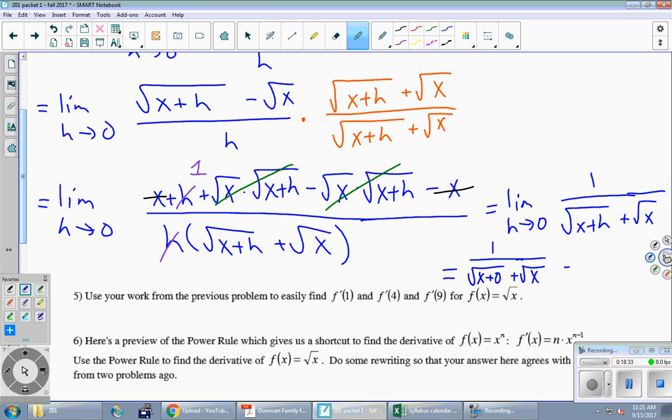And then we just clean things up on the bottom. 1 over what? 2 square root of x, right? That's just square root of x plus square root of x. Good, that's our answer. For that function that we started with, 1 over square root of x, the derivative is f prime of x equals this thing we just found, 1 over 2 square root of x.